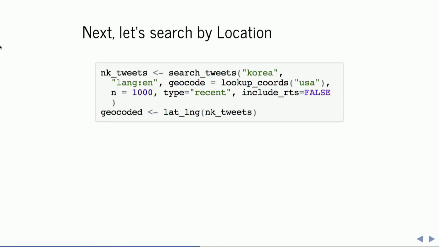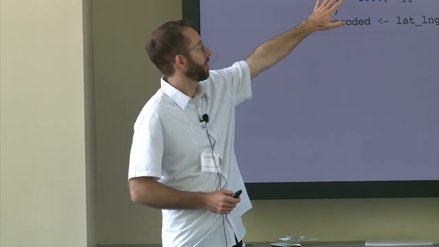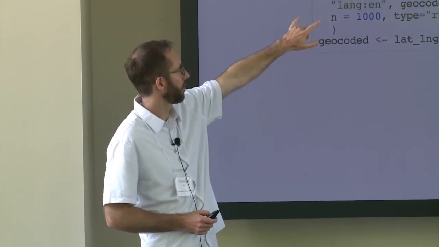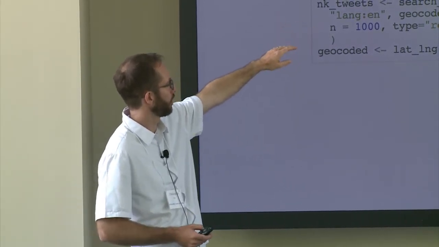Here we're looking in the US for tweets that mention Korea. We've also specified that we want those to be in English using this language argument here. Now we're saying we only want recent tweets and not popular tweets. And we're still saying that we don't want retweets. And we're asking for 1,000 tweets. This then creates an object called nkTweets. I think earlier I had North Korea in there, which is why there's NK. It should probably just say Korea tweets again.